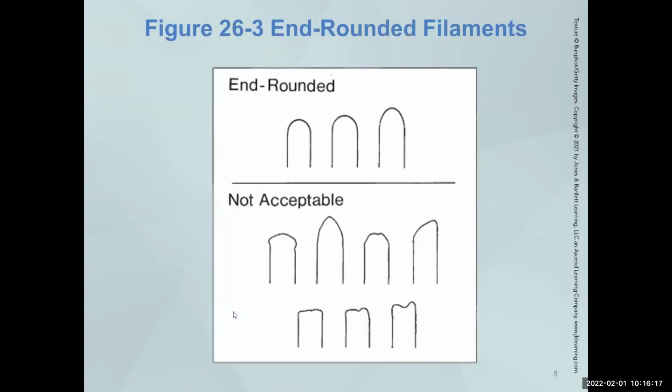We want end rounded filaments, okay, versus the jagged. Oral-B was the first one to come up with the end rounded filaments. They're kinder to the gingiva.